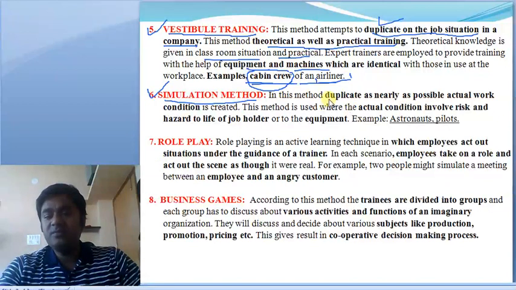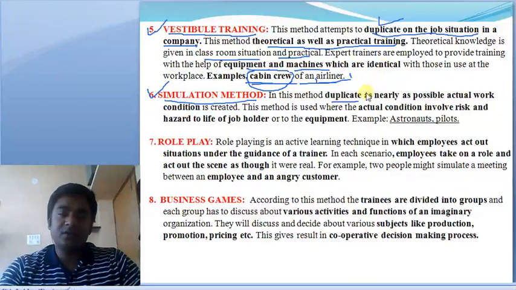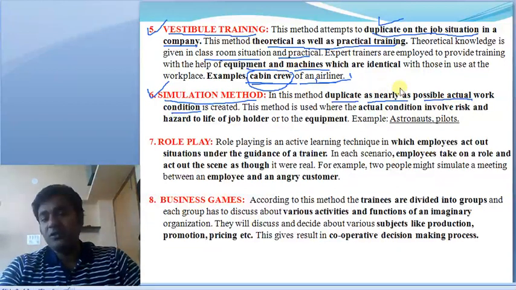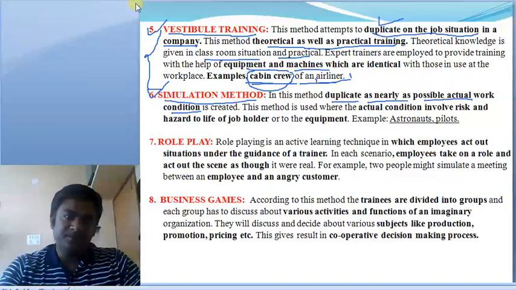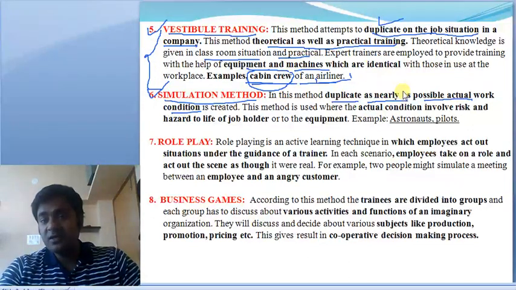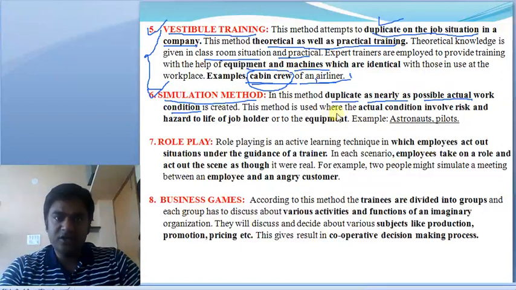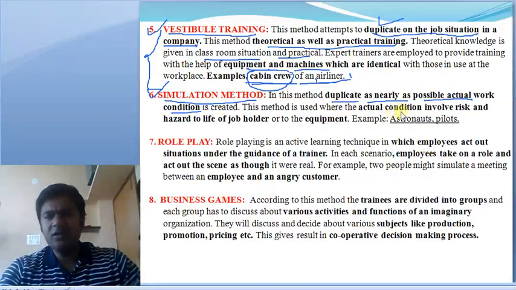The next method is the simulated method. Again, even in this method, the actual working environment is duplicated, as nearly as possible to the actual work condition. It is almost similar to the actual work condition. Vestibule training and simulated training look similar, but there is a difference in the simulated training method.